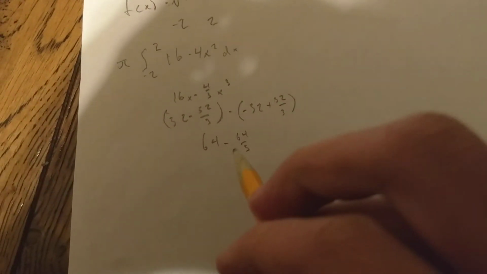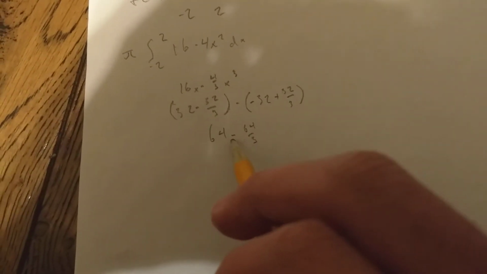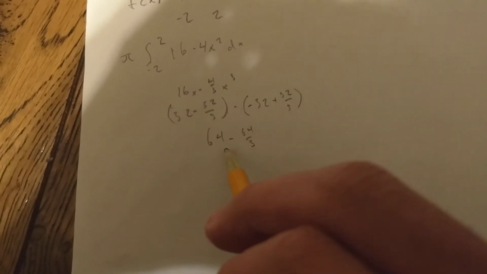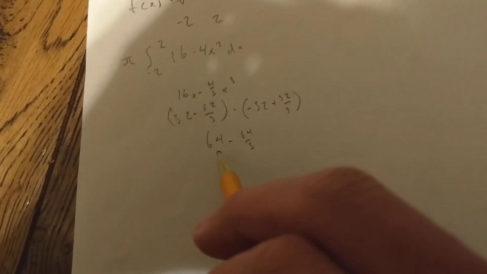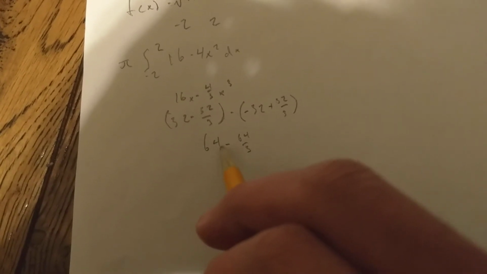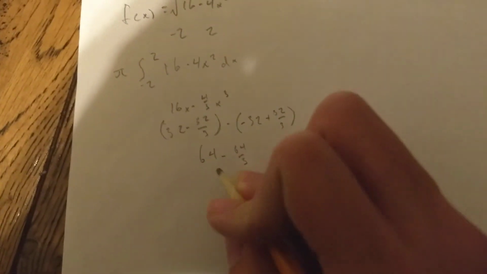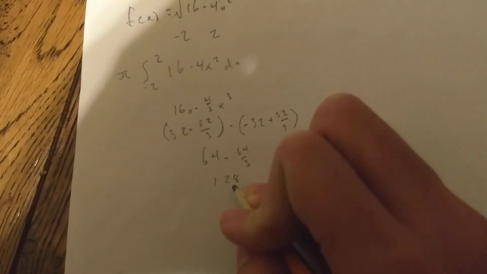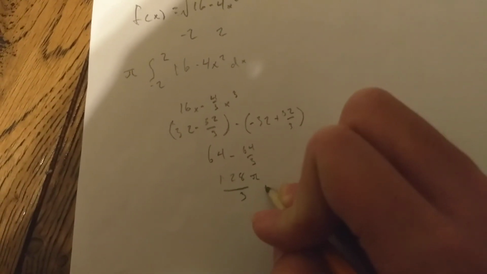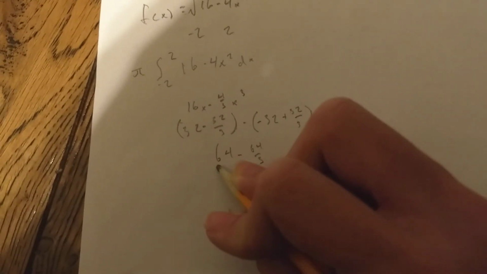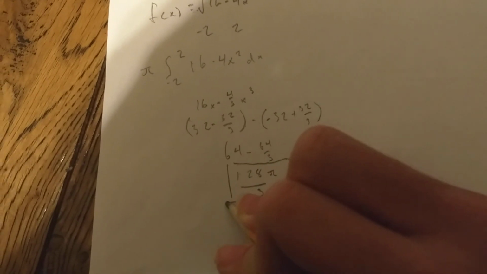And then after that, if we calculate everything, we decided to just turn this into a single fraction. 64, we convert that into thirds, is essentially 64 times 3 over 3. After that, 64 times 3 minus 64 is just 64 times 2, which is 128, so we end up with 128 over 3. We multiply that by pi to get 128 pi over 3 units cubed, and that is our volume. Alright.